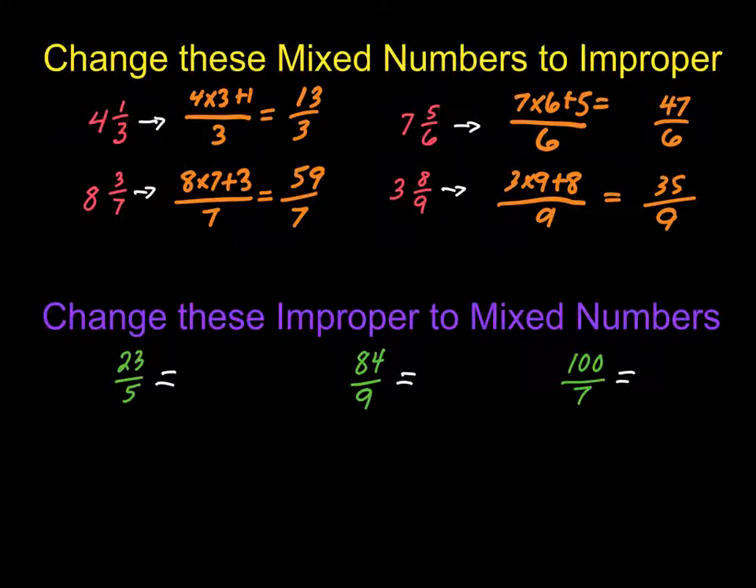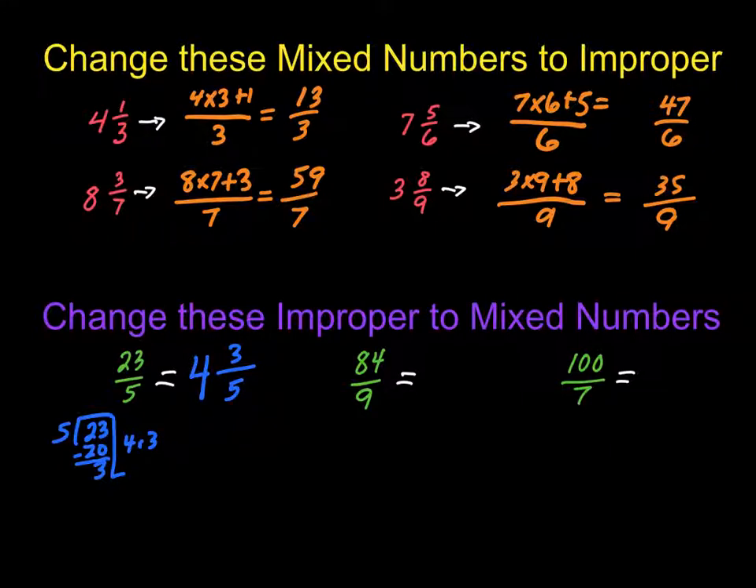So we have 23 fifths, which means 23 divided by 5. That goes in 4 times. Do our little division problem here. Our division answer is 4 remainder 3. Now we said our quotient, the 4, is our whole number, the remainder is the numerator, and the bottom number, or the denominator, stays the same. Very good. Let's move on to the next one.